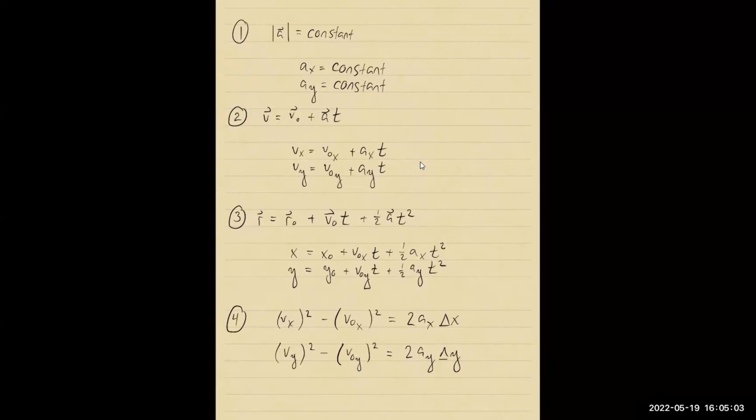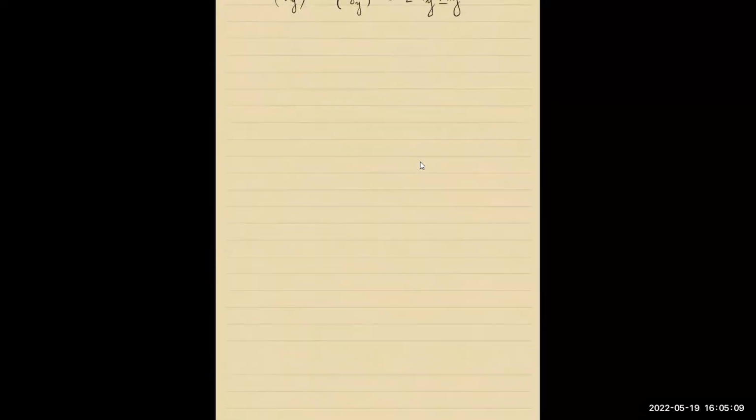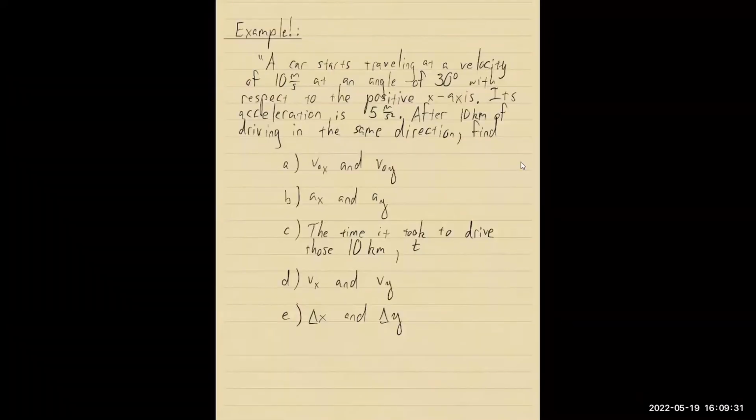So now I'd like to look at an example that sort of puts this stuff into practice. This example is a little bit longer. So in this example, we have a car that starts traveling at a velocity of 10 meters per second at an angle of 30 degrees with respect to the positive x-axis. So this is sort of the same way that the previous example started, but now it has an acceleration of 5 meters per second squared, presumably also in the same direction as its velocity, so at 30 degrees with respect to the positive x-axis.